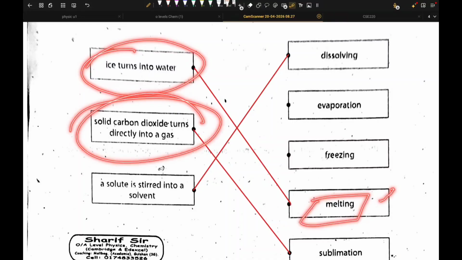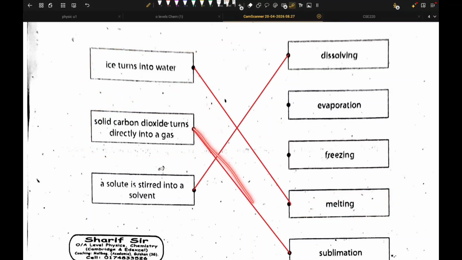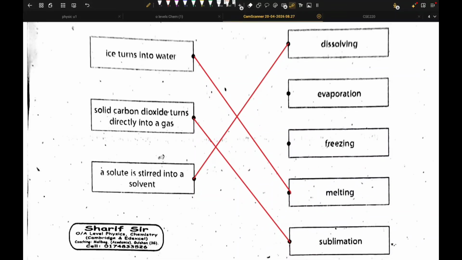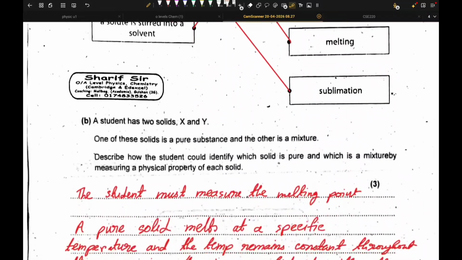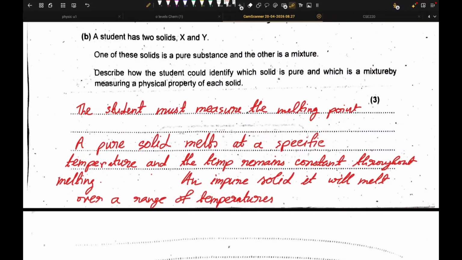Solid carbon dioxide turning into gas, that is called sublimation, because the process is solid to gas, and when a solid is stirred into a solvent, that is dissolving. Let's move on to part B.